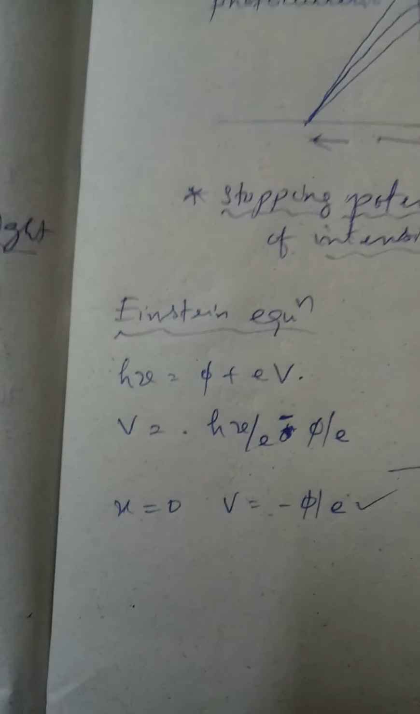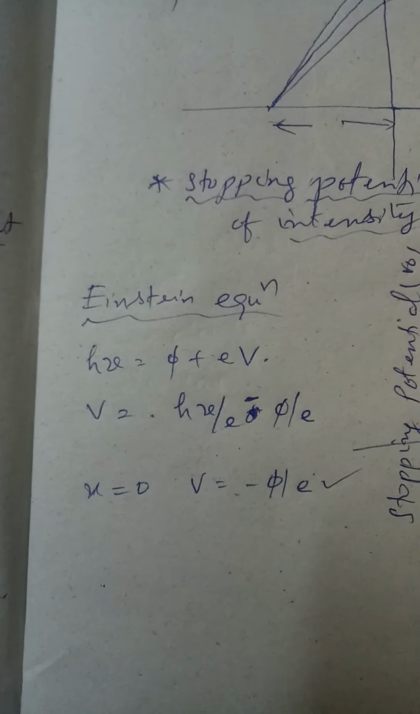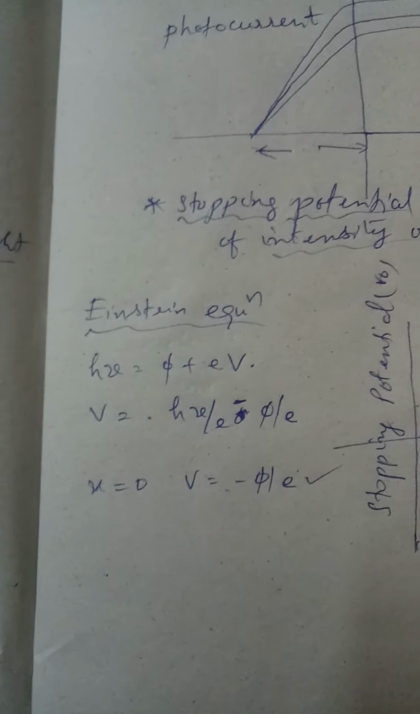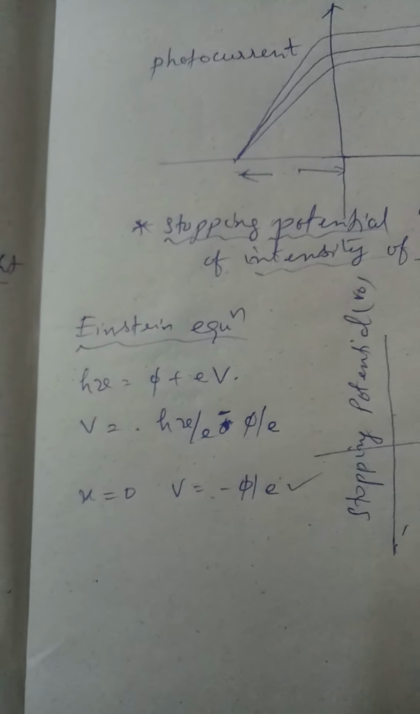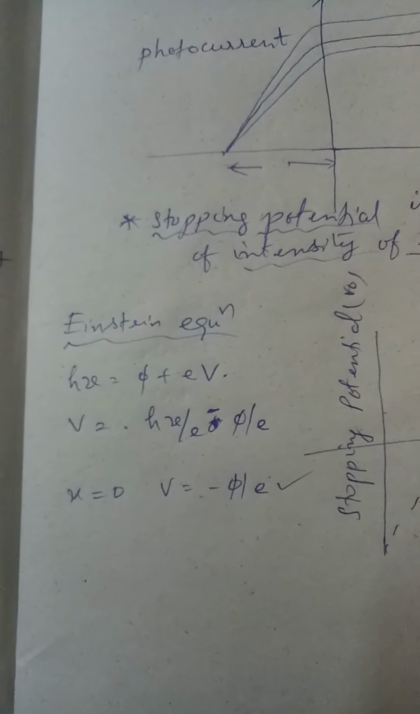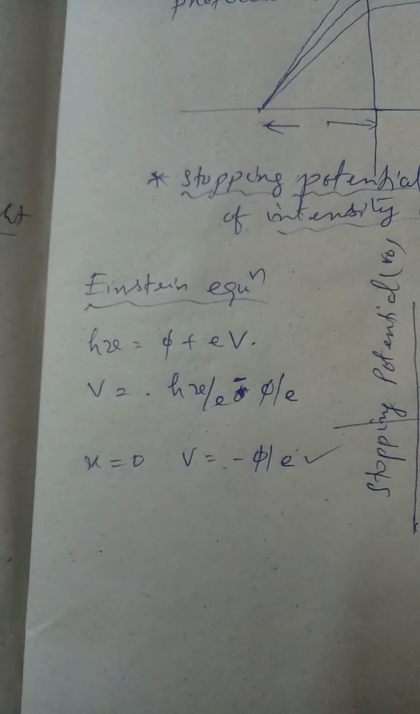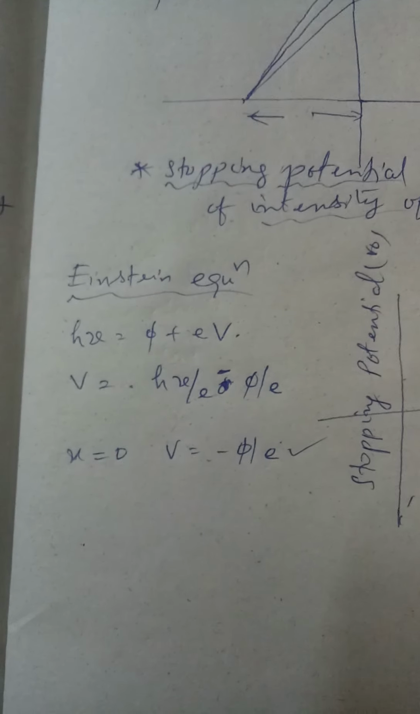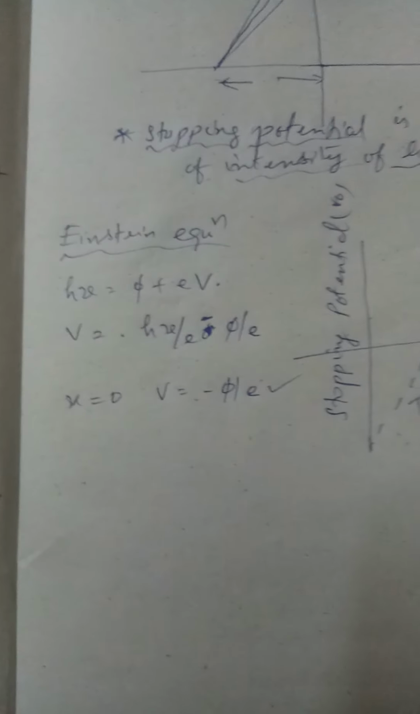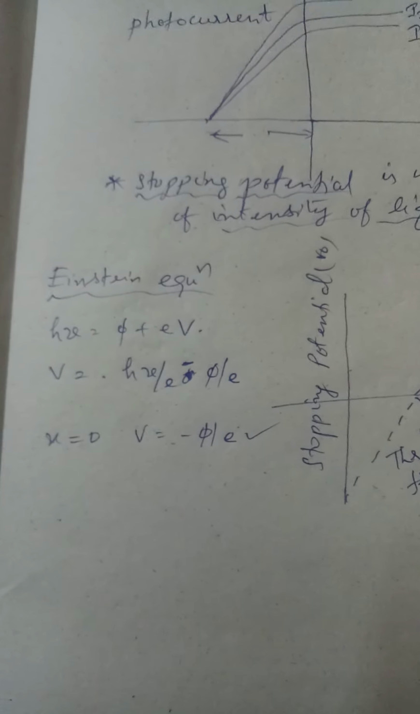Let us go back to the Einstein equation. Einstein equation was h nu is equal to phi plus eV. What is phi? Phi is the work function, eV is the work done, because of this collector plate terminal which you got reversed. So here, because we are plotting a graph for the potential, I can write V is equal to h nu by e minus phi by e, dividing both sides with e. So finally you are getting this expression. This expression is resembling y is equal to mx plus c.